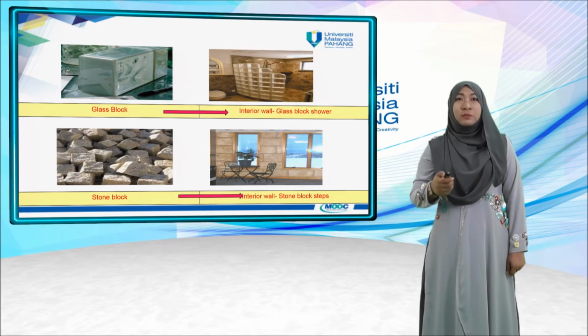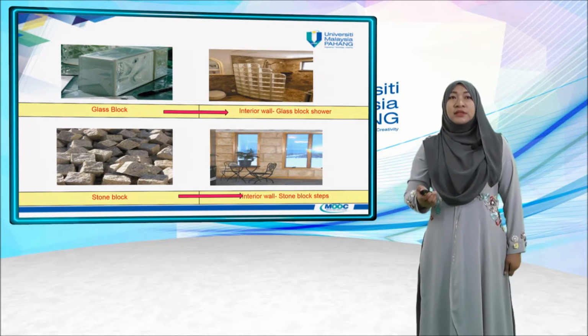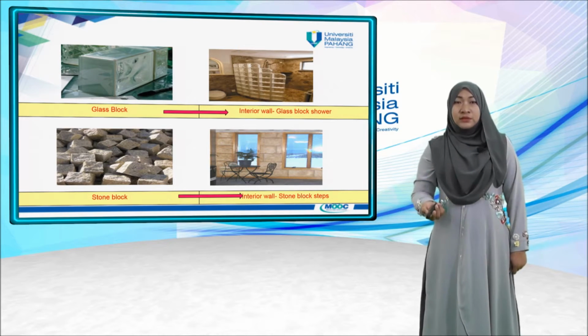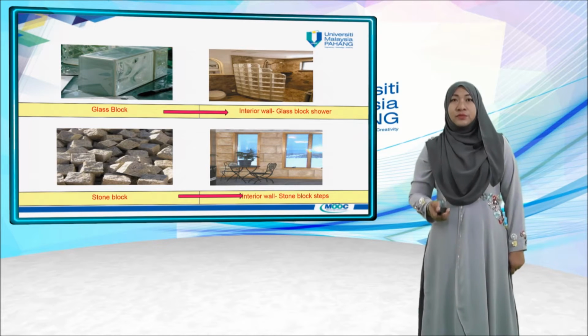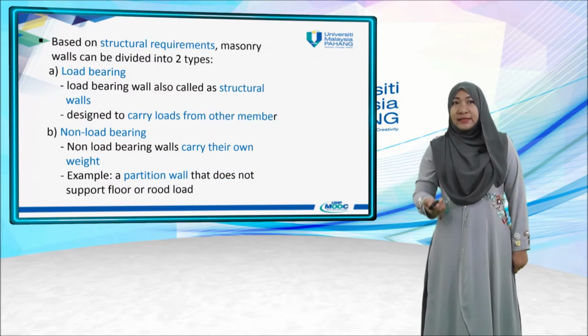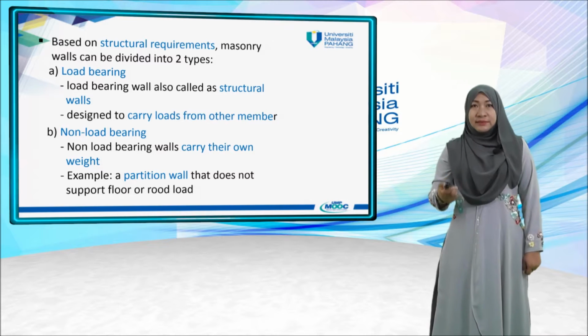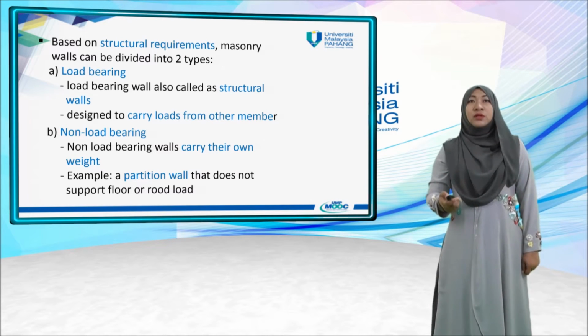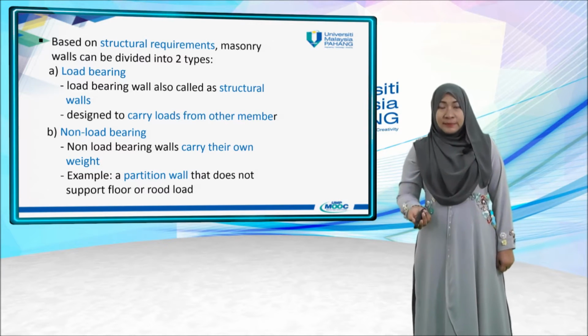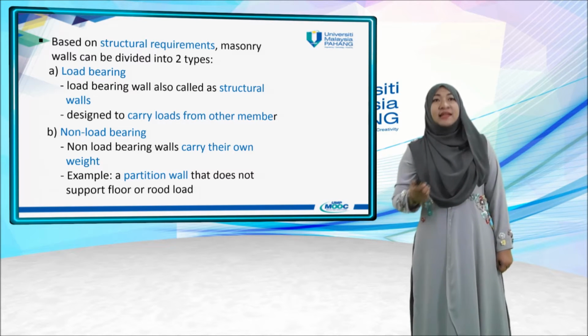These are examples of masonry. We have glass block, which can build an interior wall, and then we have stone block that we can also build an interior wall with. Based on statutory requirements, masonry also can be divided into 2 types: number 1 is load bearing, and number 2 is non-load bearing.